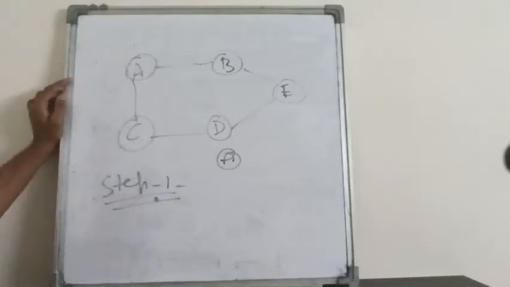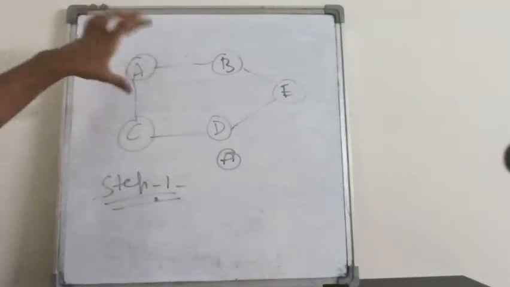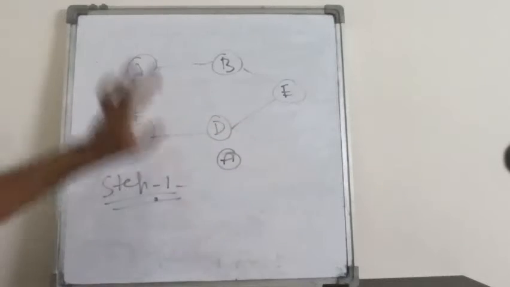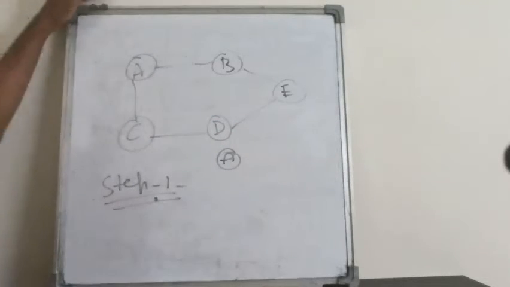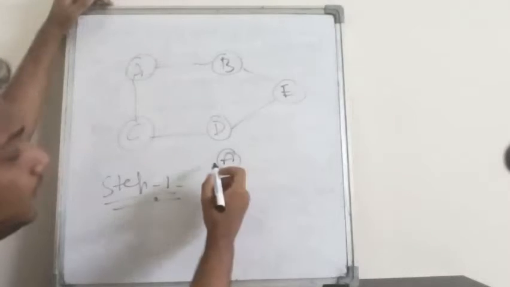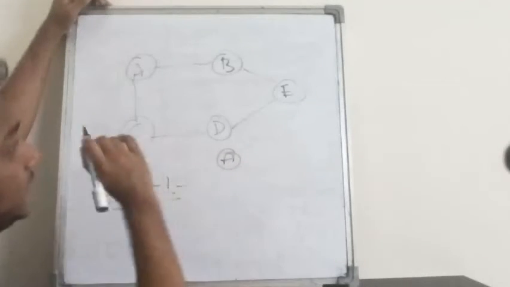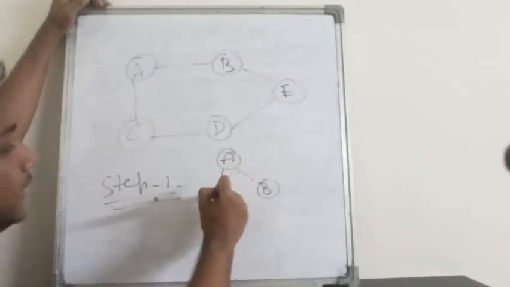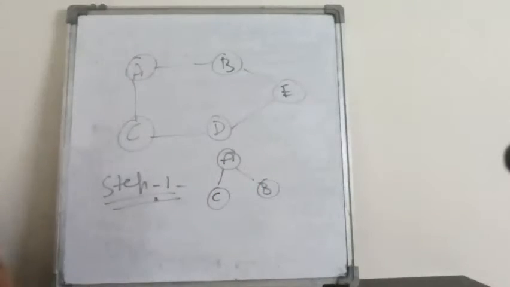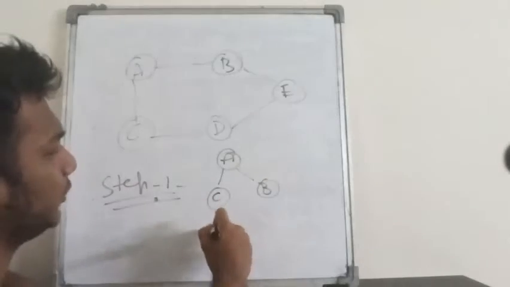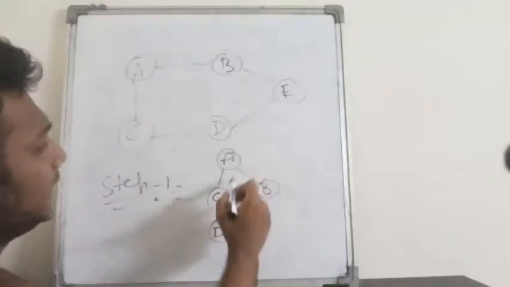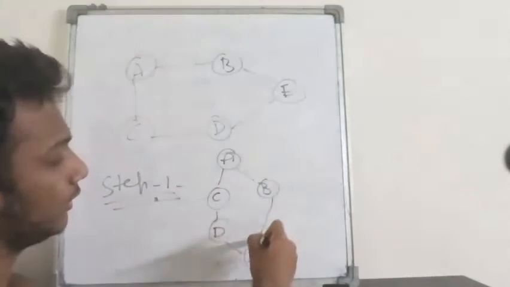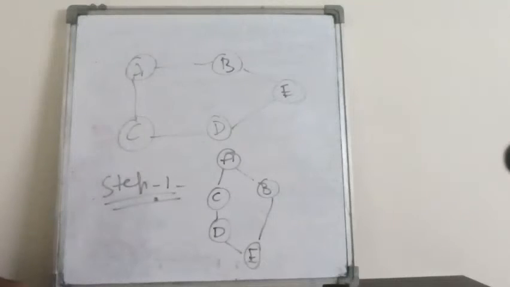While finding out the edge betweenness with respect to any node, we have to redraw the graph according to that particular node. So taking A as our first node, we draw the graph with respect to A. A is connected to B, then A is directly connected to C, then C is directly connected to D, and D is directly connected to E, and B is also directly connected to E. So this will be the graph for us according to A.